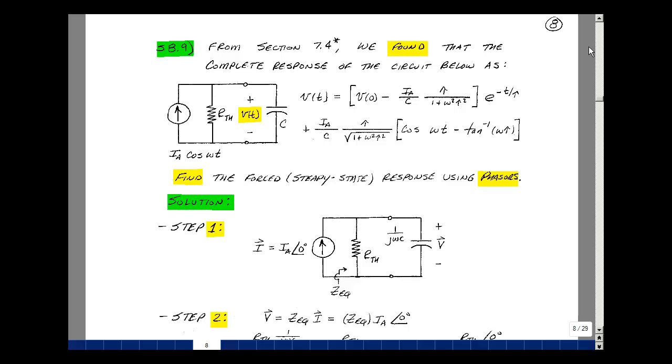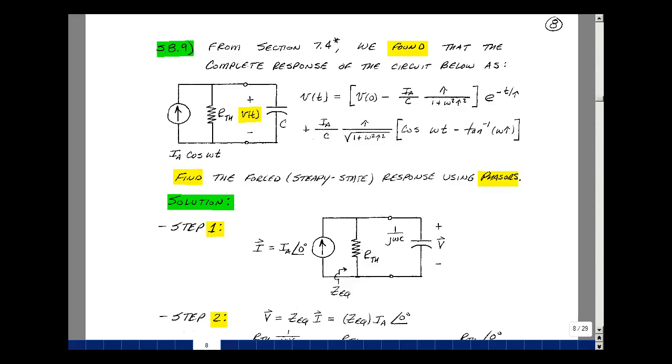This lesson deals with supplemental problem 8.9. You can find this problem in the ECE202 ebook in the Chapter 8 Supplemental Problems on page 8. In ECE201 in section 7.4, we found the complete response of a parallel RC circuit with a cosine input function. This was the complete response, which included the transient response and the steady state.